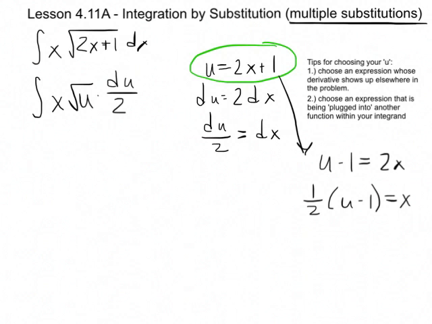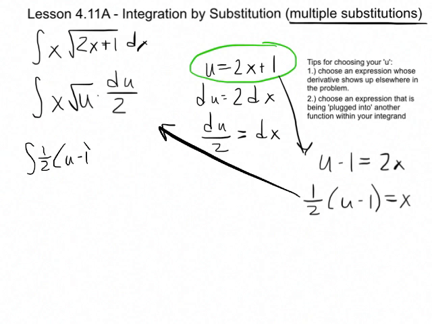So I'm now going to take that and bring it back to the problem. I now have the integral of 1/2 (u minus 1) times the square root of u times du over 2. And just like that, our integral has transformed from being entirely in terms of x to now being entirely in terms of u.